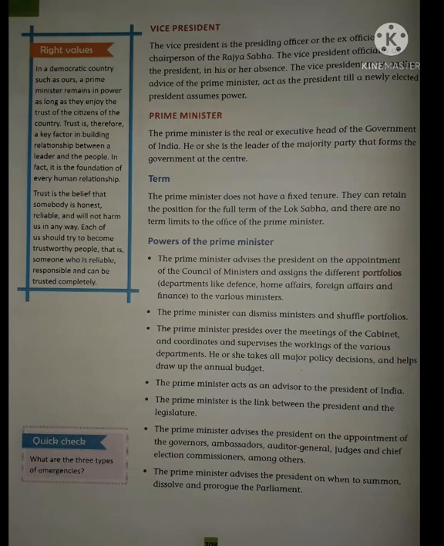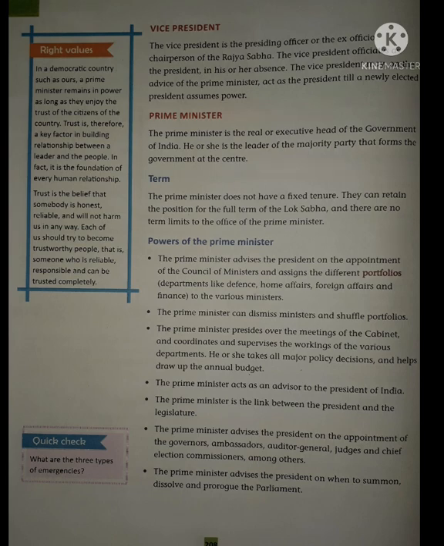The Prime Minister is the real or executive head of the Government of India. He or she is the leader of the majority party that forms government at the center. Now let us learn about the term. The Prime Minister does not have a fixed tenure. They can retain their position for the full term of the Lok Sabha, and there are no term limits for the office of Prime Minister.